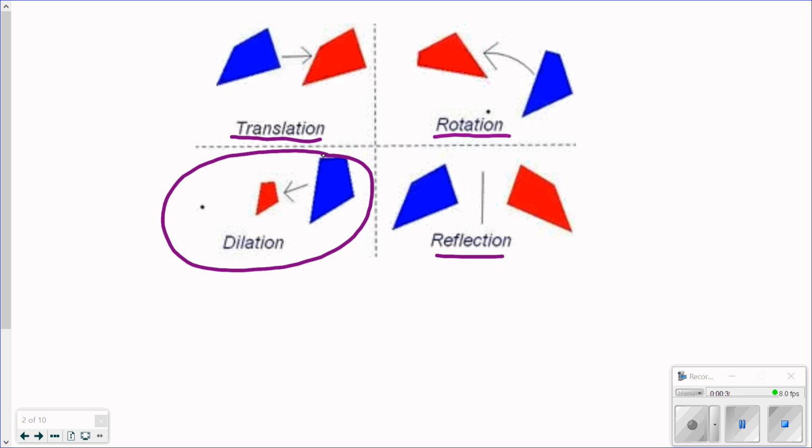Now, the reason that we didn't talk about dilation before is because it's not a form of isometry, which means that the shape does not change. And you can see in a dilation, that shape does change. The blue shape becomes smaller to become the red shape.